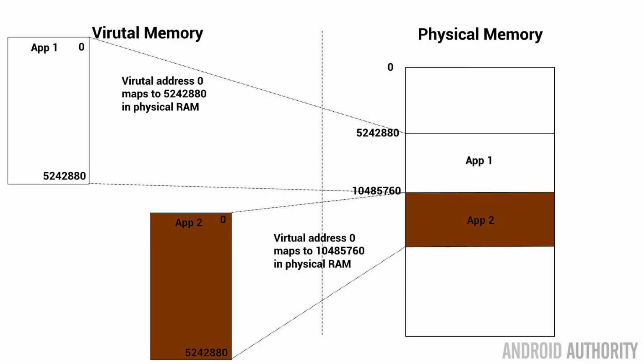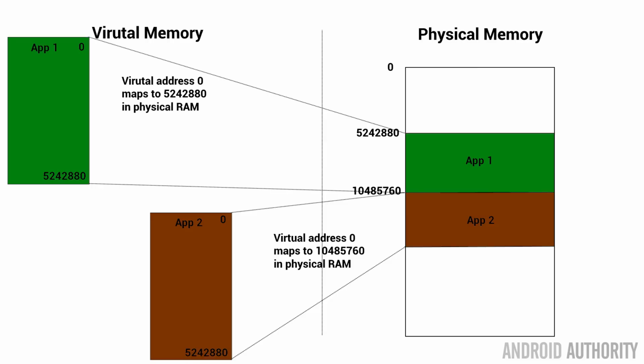And then app number 2 actually starts at 1,048,576 and it runs from there for 5 megabytes. And the virtual address 0 in both apps is actually mapped to different places in the physical RAM. Now, because there's mapping going on here, the apps can be mapped to absolutely anywhere that the operating system wants to put them. So let's have a look at this diagram.